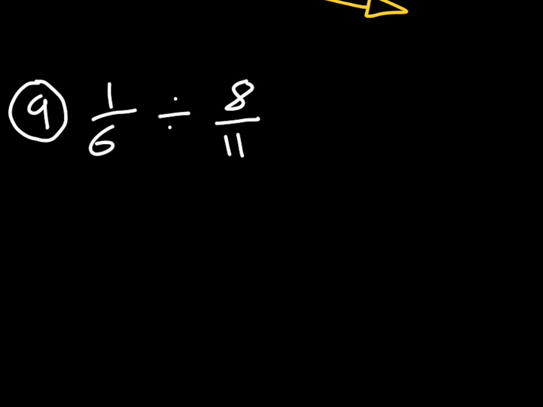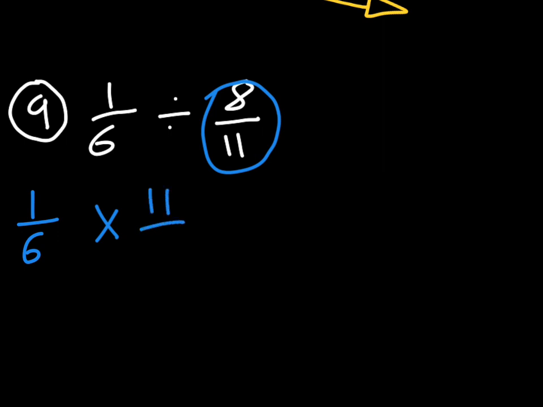Question number 9 asks us to divide 1 over 6 by 8 over 11. To divide fractions, all we need to do is to flip or rotate the second fraction and then multiply. To show you what I mean, we'll say 1 over 6. Now instead of divide, we say times, and I said we flip the second fraction. So 11, which was the denominator, becomes the numerator, and 8, which was the numerator, becomes the denominator.